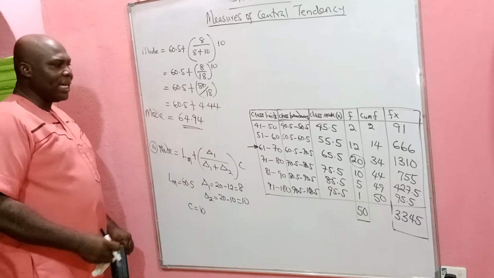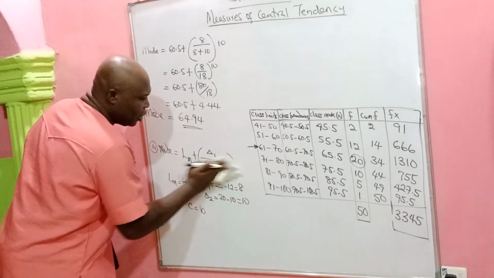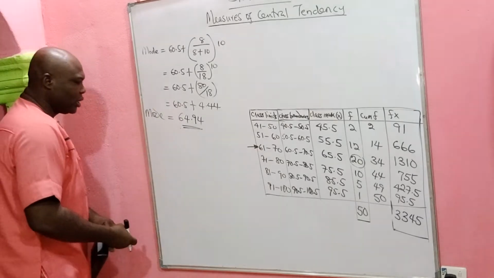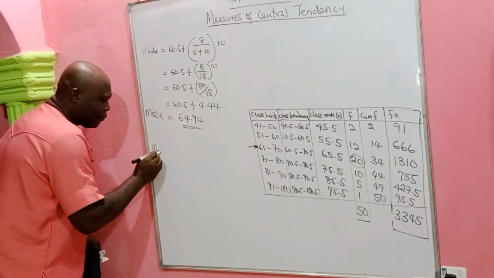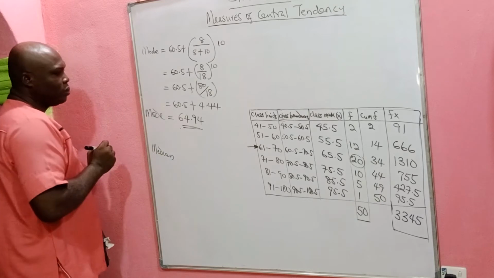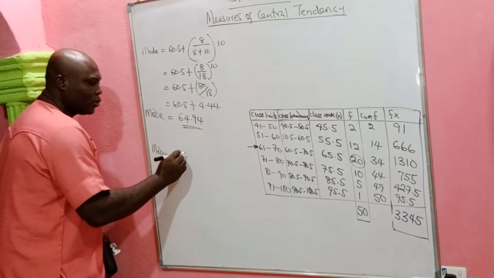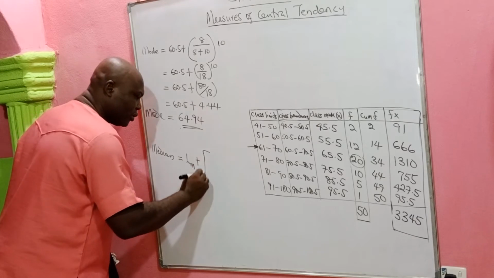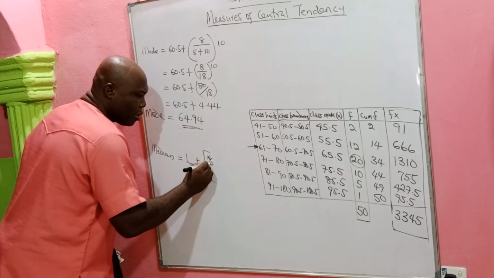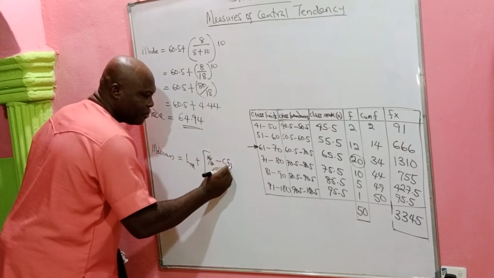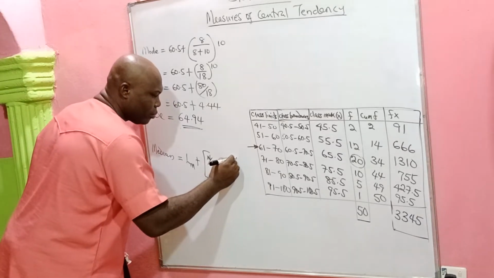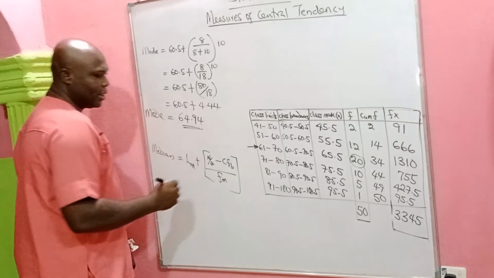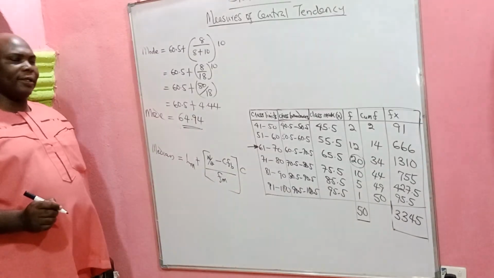So the next thing we need is the median. Let me introduce the formula for the median for a group frequency distribution table. So our median for a group frequency distribution table will be equal to the lower boundary of the median class plus the rank minus cumulative frequency before the median class, all over the frequency of the median class, multiplied by the class size.